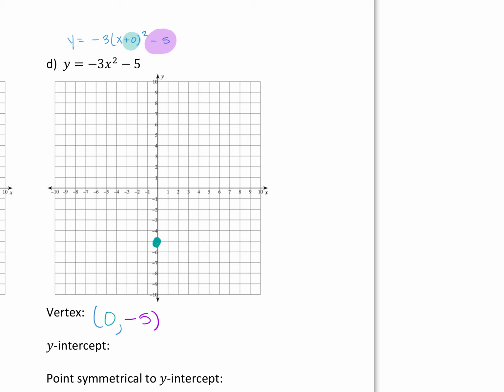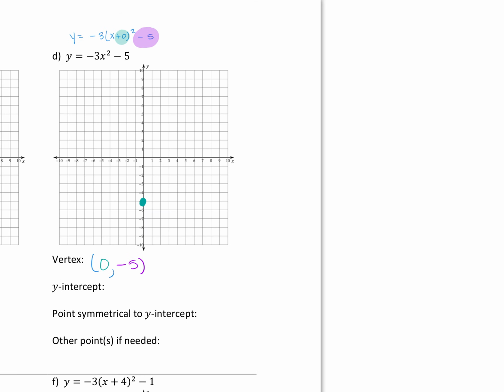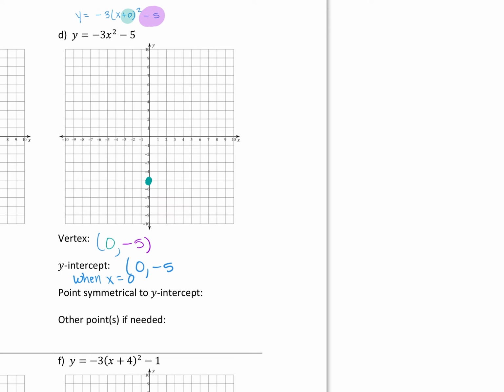That's our vertex. And the y-intercept, it's always nice when our vertex has an x value of 0 because we know that the y-intercept is when x equals 0. Well, we already found that. This is when x equals 0. It's 0, negative 5. So our y-intercept is 0, negative 5, which is the exact same as our vertex. And when that happens, then there is no point symmetrical to the y-intercept because we can't go on either side of our vertex since the y-intercept and the vertex are the same point.